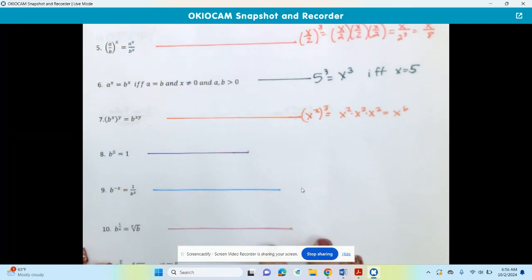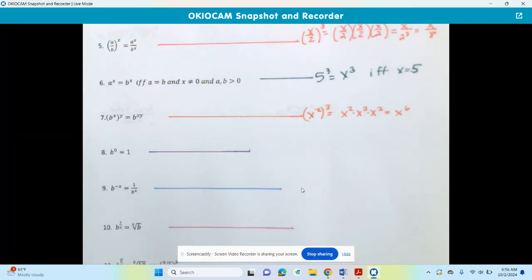All right, so 8 and 9, again, these are ones that we have just kind of told you are the rules and you've just kind of accepted them. So I'm just showing you why they are the rule. For 8, b to the 0 equals 1. We've always talked about anything to the 0 power is 1, and you've really never argued with that. You've just accepted it, and that's cool. But basically this is why.